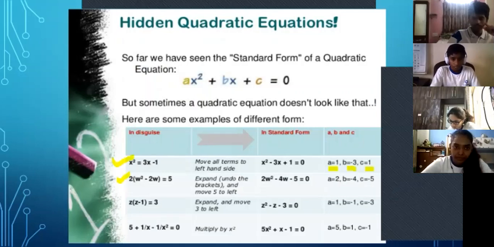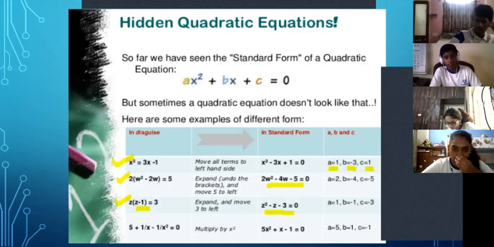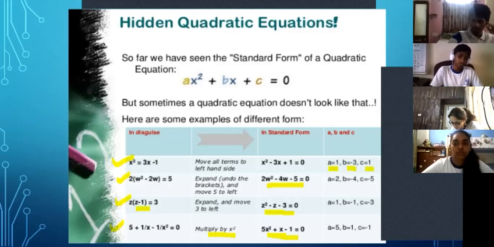Open it first. You will get it in this form. What about this one? Don't think that seeing only one, the power of z as 1, it is not quadratic. Open it up. You're sure to get it in this form. Understood? What about the last one? 5 plus 1 upon x minus 1 upon x square is equal to 0. Always take the LCM rather than multiplying by x square. So x square will be the LCM and you'll land up getting 5x square plus x minus 1 is equal to 0, which is again a quadratic equation of its type. Okay, fine with it, all of you?